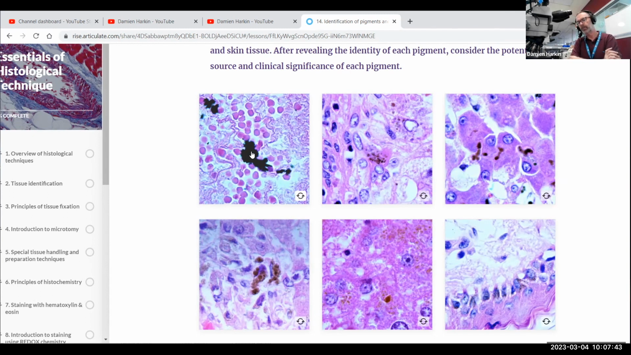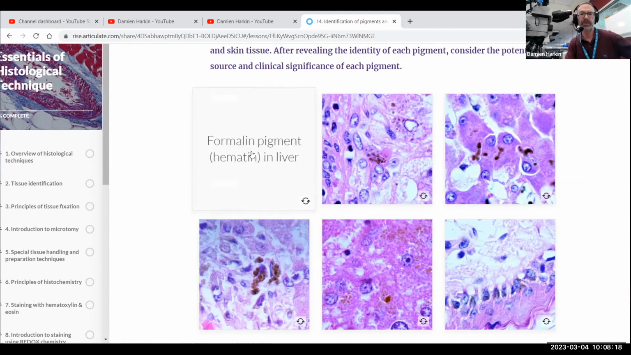So if you're using formalin as your fixation agent, which is still the most commonly used fixative, if the pH of your formalin is not buffered at or around neutral pH, if it becomes acidic, and the tissue is being stored under those conditions for some time, what you can get is a reaction product between the hemoglobin in the red blood cells and the formaldehyde under acidic conditions to form what is known as formalin pigment. And so that's what we can see in this example here.